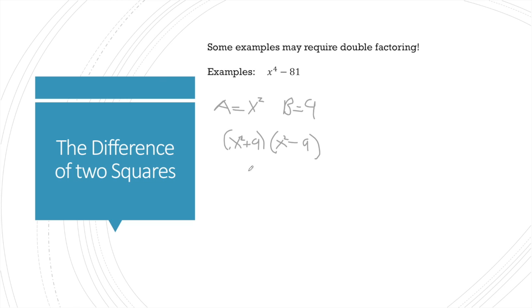I've got a new A. My A is now x, and my B is now 3, because 3 squared is 9. So I can keep factoring this. I still have my x squared plus 9. This is prime. It can't be factored any further. Times x plus 3 times x minus 3. So always make sure to double check that you are fully factored.